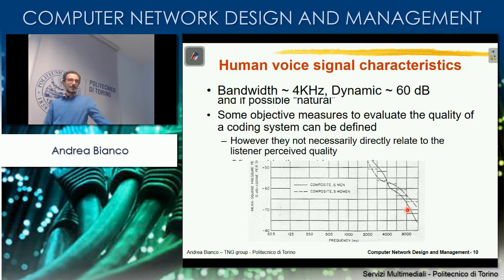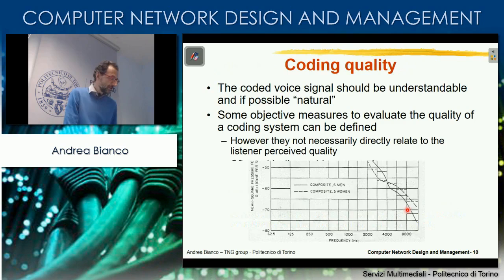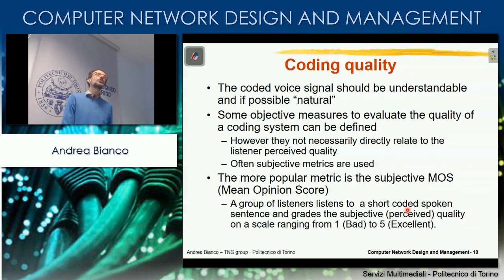How do we measure the coding quality? That's an example of coding. We will see many of them. Well, there is no direct way or engineering-based way of measuring the quality of a coding scheme. You can, of course, measure the bit error rate.